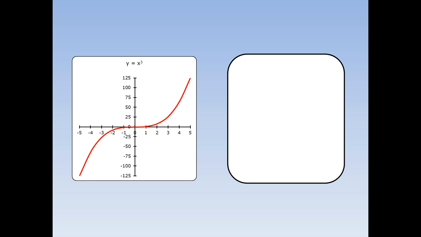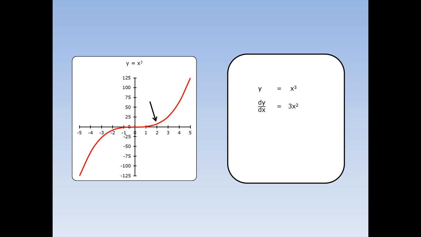But what do I mean when I say that this is the gradient at any point? Well, here's the curve y equals x cubed. If I want to know what the gradient is when x is 2, I write down y equals x cubed, then I differentiate it. The gradient dy by dx is 3x squared, the 3 drops down the front and multiplies, and 3 take away 1 is 2.